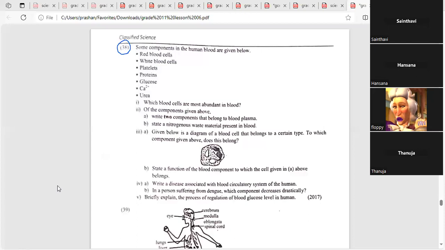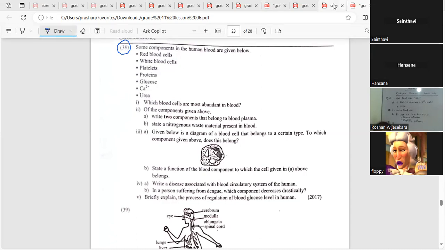Then question number 5 is, briefly explain the process of regulation of blood glucose level in humans. I told you earlier as well. When you write an answer for this kind of question, first you have to write the answer for when blood glucose level is increased. Correct these answers and raise your hand, then I will give you the answer for the 5th question. In our tute, when we discussed this lesson, you have written this.